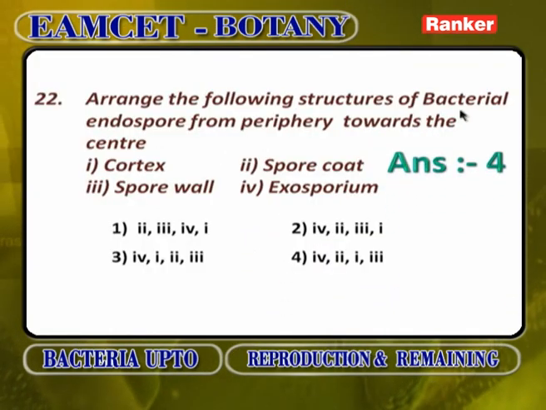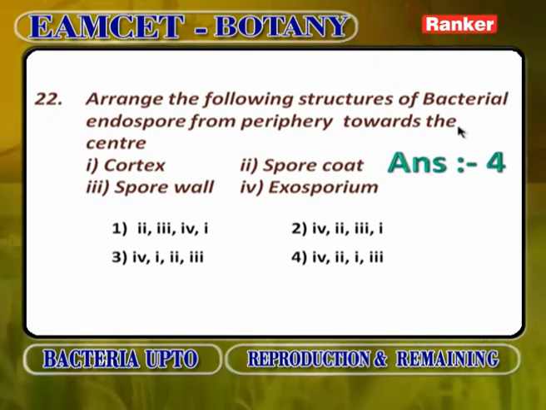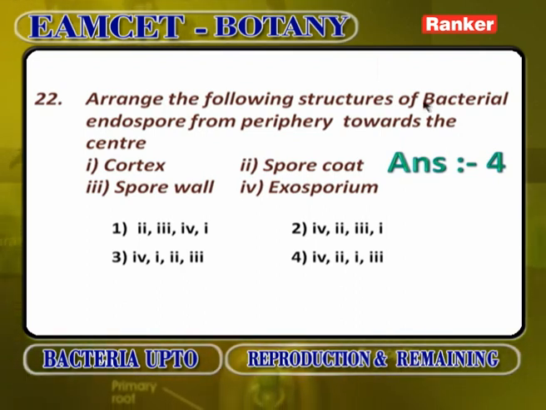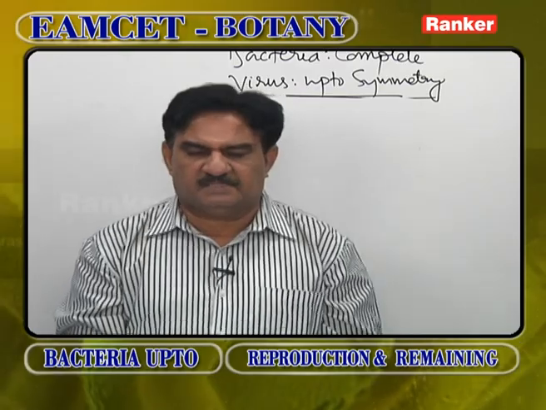Arrange the following structures in a bacterial endospore from periphery to center. Fourth one: 4, 2, 1, 3. What are they? The exosporium, spore coat, cortex and spore wall. So, same question, but exosporium is additionally given.